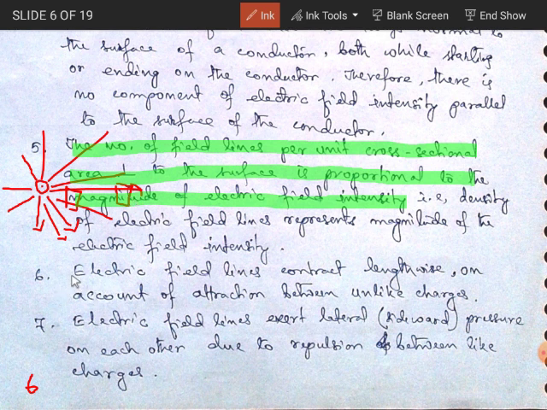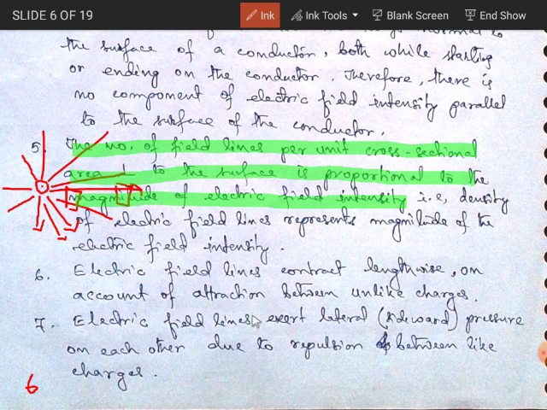Now next, number 6, right? Electric field lines contract lengthwise on account of attraction between unlike charges. We know that unlike charges attract each other. Like charges repel one another, or each other, you can say. Yes, this is only between two charges, right?